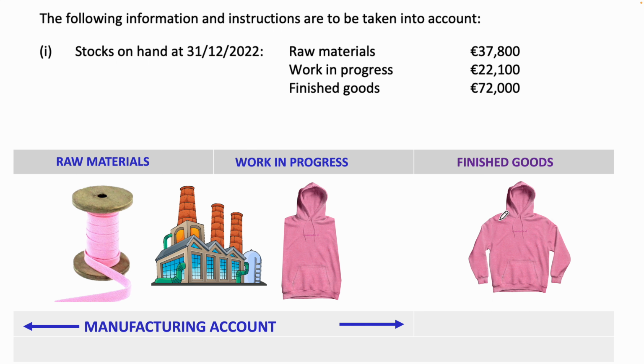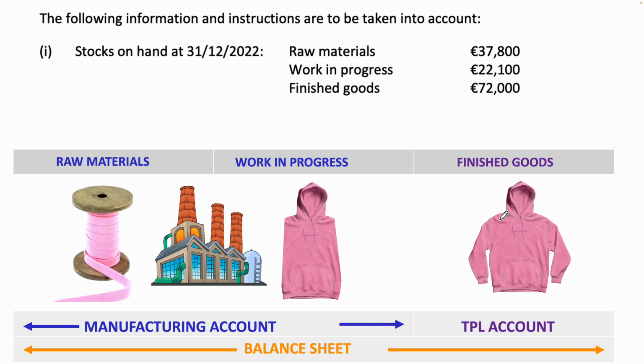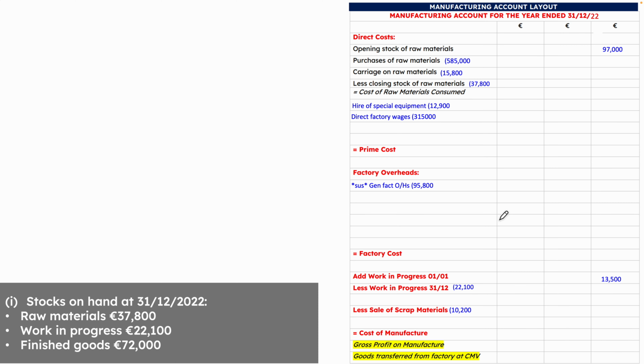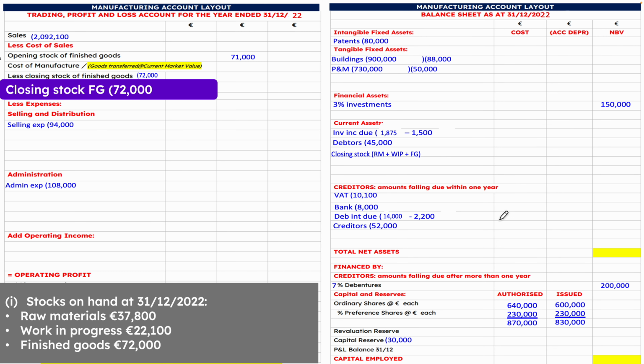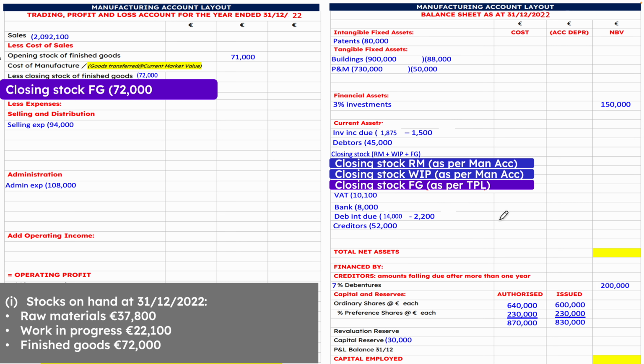So the raw materials and the work in progress are going to go into the manufacturing account. And then the finished goods will go into the trading and profit and loss account. But all 3 of them will go into the balance sheet. Okay, so raw materials up at the top there, closing stock of raw materials, 37,800. Work in progress, 22,100. And then you've got the finished goods, 72,000 up in the trading account. All 3 of them then will go into the current assets, because that's closing stock at the end of the year. So that is adjustment number 1 done.